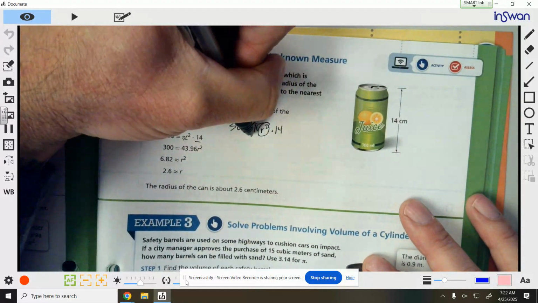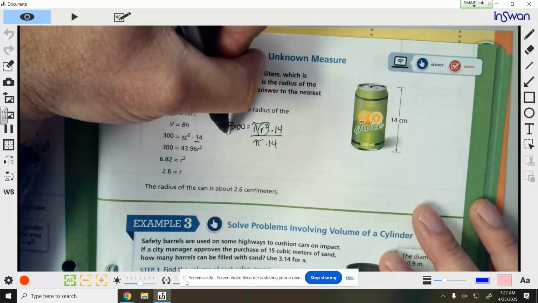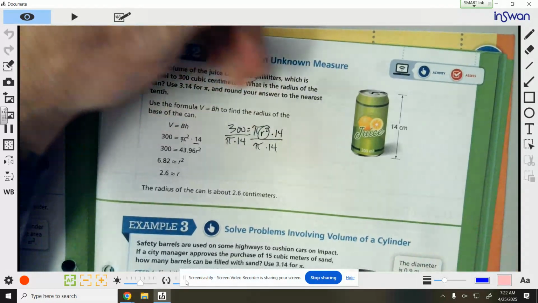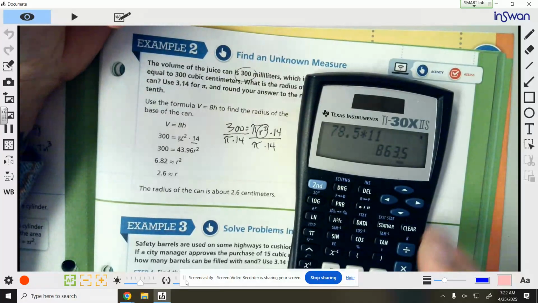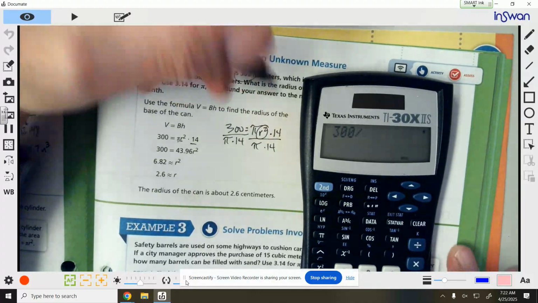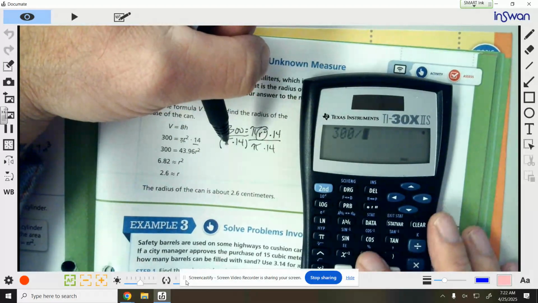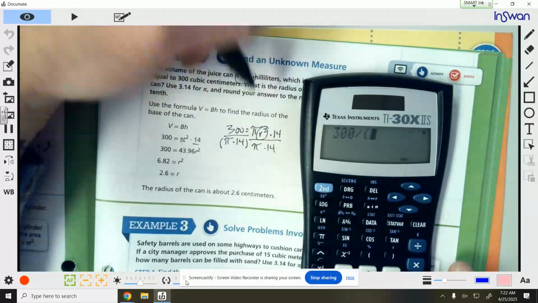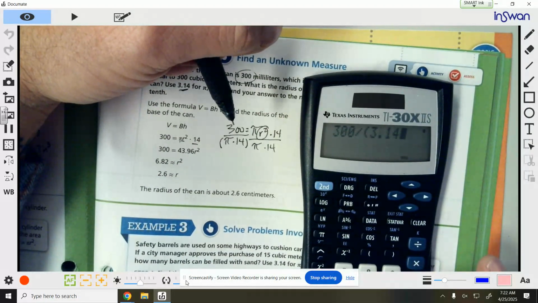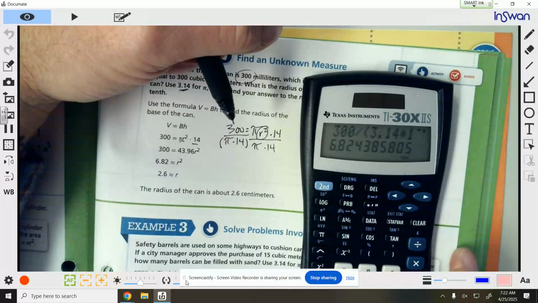So I got to divide everything that's attached to it. So I got to divide by pi, divide by 14. Okay, I'm going to come over here, divide by pi times 14. All right, so let's go ahead and enter that in our calculator. So we're going to do 300 divided by, now because I have two pieces here on the bottom, I'm going to use parentheses to make sure that we do get the right answer. So I'm going to do parentheses, and they said use 3.14 for pi, so I'm going to go ahead and type in 3.14 times 14, closing parentheses, equals.